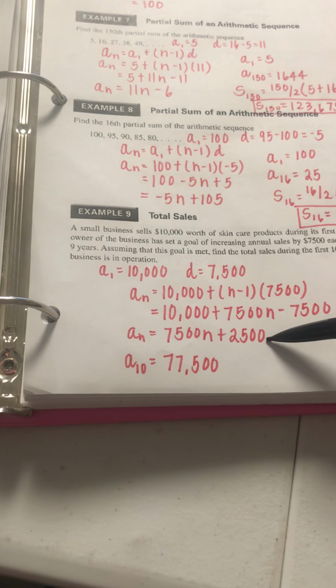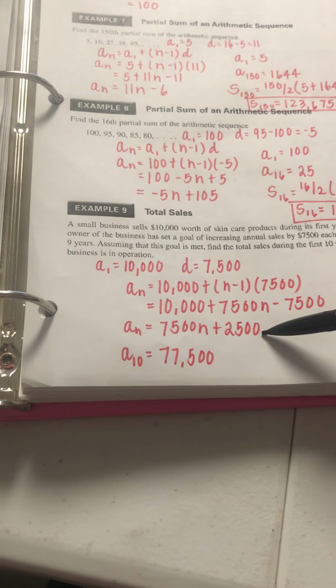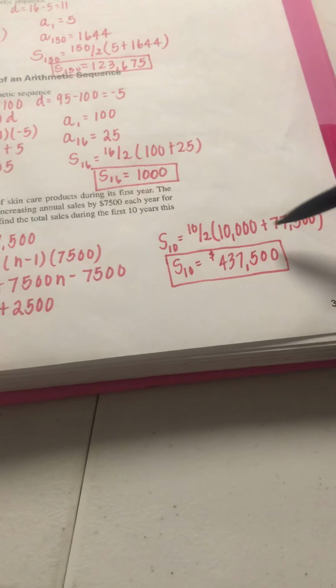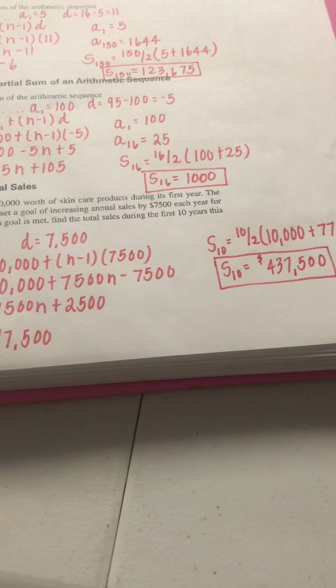So in order to sum, I have to know the last year's dollar amount. So I'm going to put 10 into this formula, and this is the answer that I get. So over here where it says sum, I'm summing 10 years worth of money. I started with 10,000, and this is my number after 10 years. So when you add all that up, you get that your sum is $437,500.